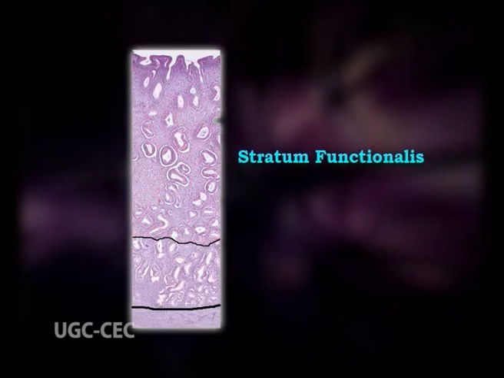Second is stratum functionalis. It is the luminal part of the endometrium. It is sloughed off during every menstruation. It is the site of cyclic changes in the endometrium.